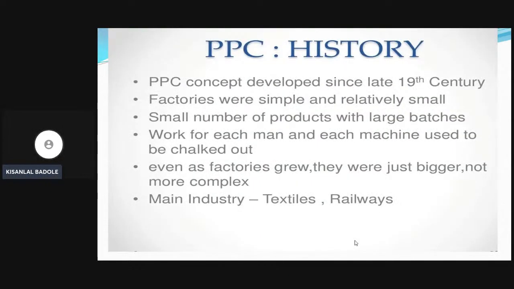Production planning and control concepts were involved since the 19th century. Factories were simple and relatively small, with a small number of products in larger batches. We can say that this is nothing but mass production.